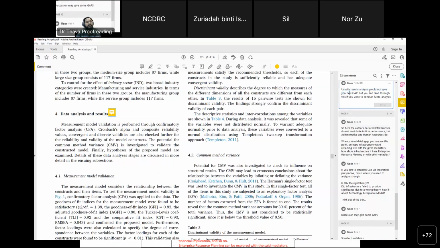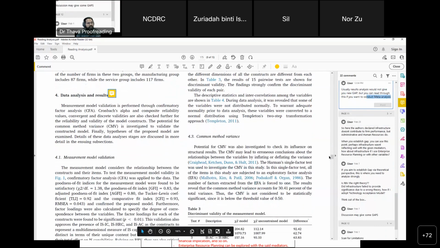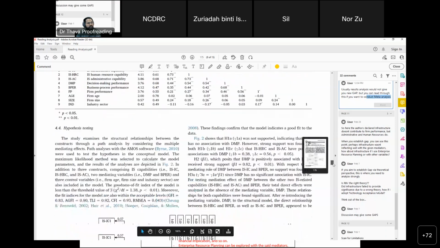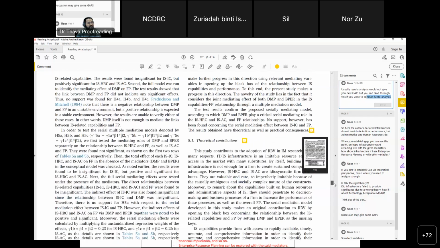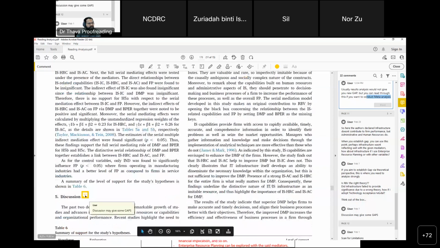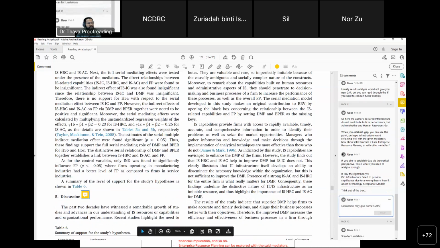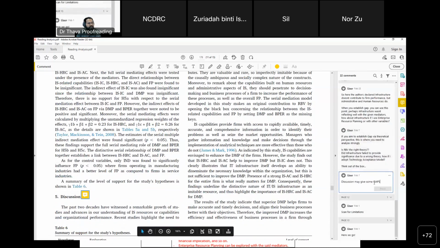Okay, but you can also read it if you want to do meta-analysis to find gaps. This is a very important segment for meta-analysis. Then you go down further, please stay with me, we are almost finishing already. Now we go straight to the discussion. In the discussion, you can find some gaps. So the discussion may give some gaps.